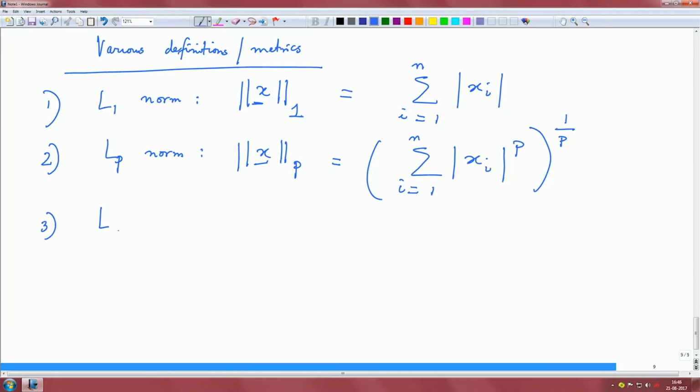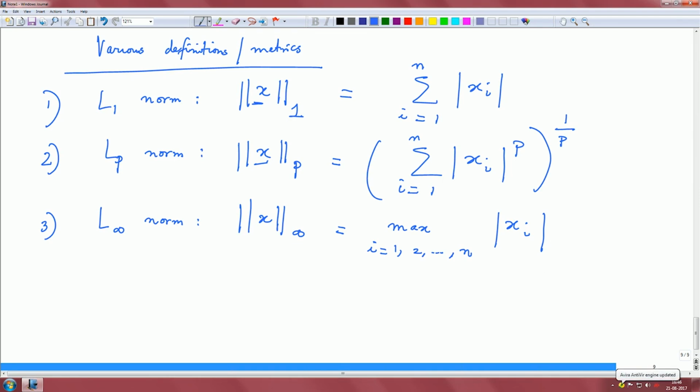Now, we do this, we get to the L infinity norm, which is basically the maximum over i equals 1 to n of the absolute value of xi. So, these are the definitions, right. Look at all the coordinates, take the absolute value of each, and the maximum over those is the L infinity norm.